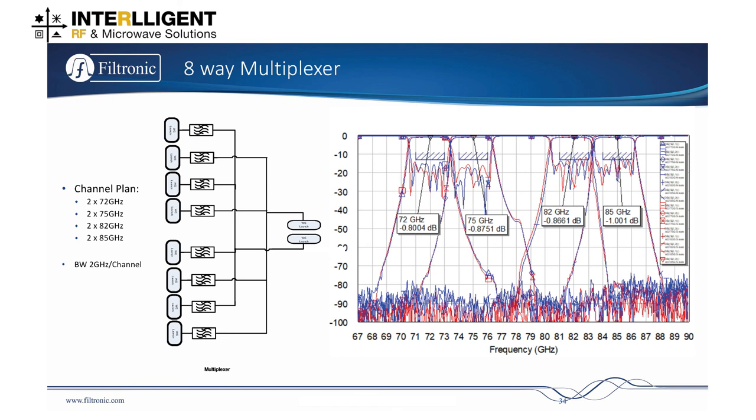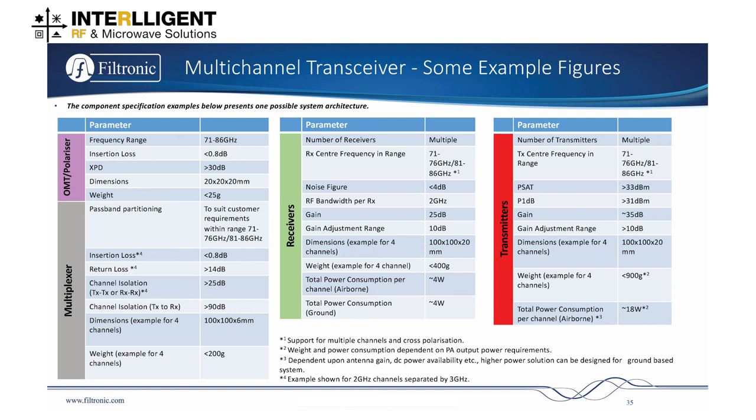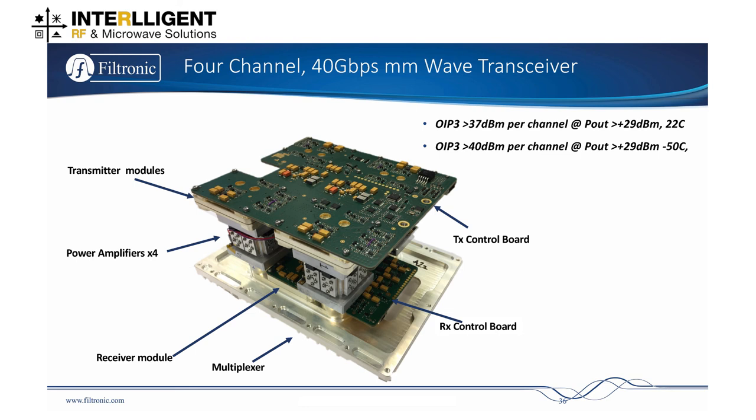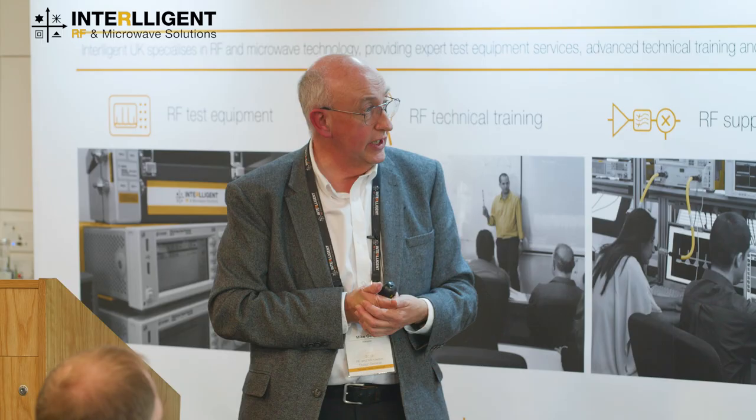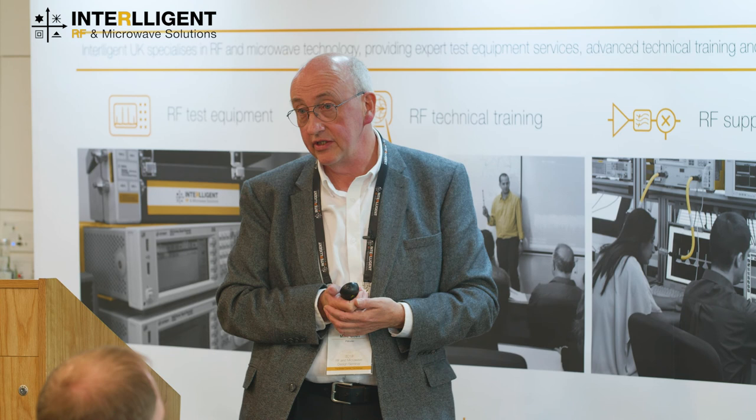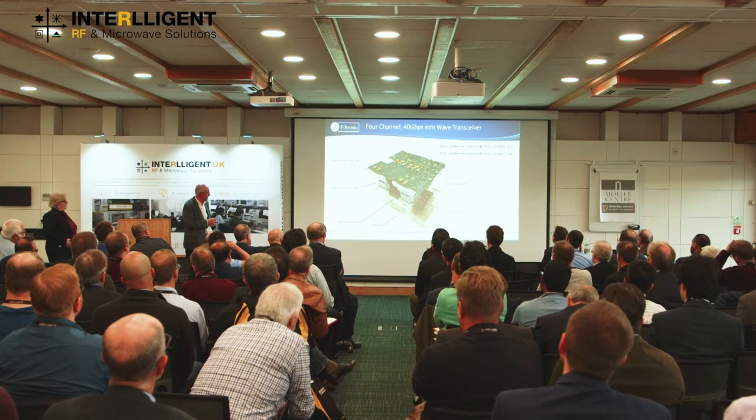This is the channel plan. The diplexer, or the multiplexer, is quite demanding. We've got four separated channels here, each 2 gigahertz wide. There's some numbers there, we can come back to that. Just to show that it's real, there's a photograph of an actual four-channel E-band transceiver. Each channel is transmitting about 2 to 3 watts, and that's operated with 40 gigabits per second links over, in the trials, up to maybe 20 kilometers at the moment. But that's where we are.